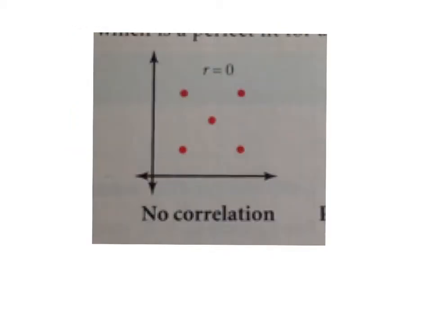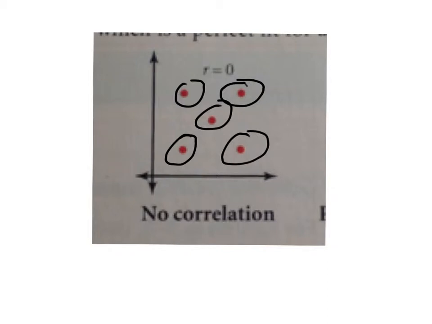If you have R equals 0, that means there's no correlation whatsoever to the data that you have plotted on the graph. Notice that it's scattered everywhere. Can you draw a line that will encompass all of these dots? If I went this way, I'm leaving out 2. If I go this way, I'm leaving out 2. If I go this way, I'm leaving out 3. There's really no good line you can put to that.